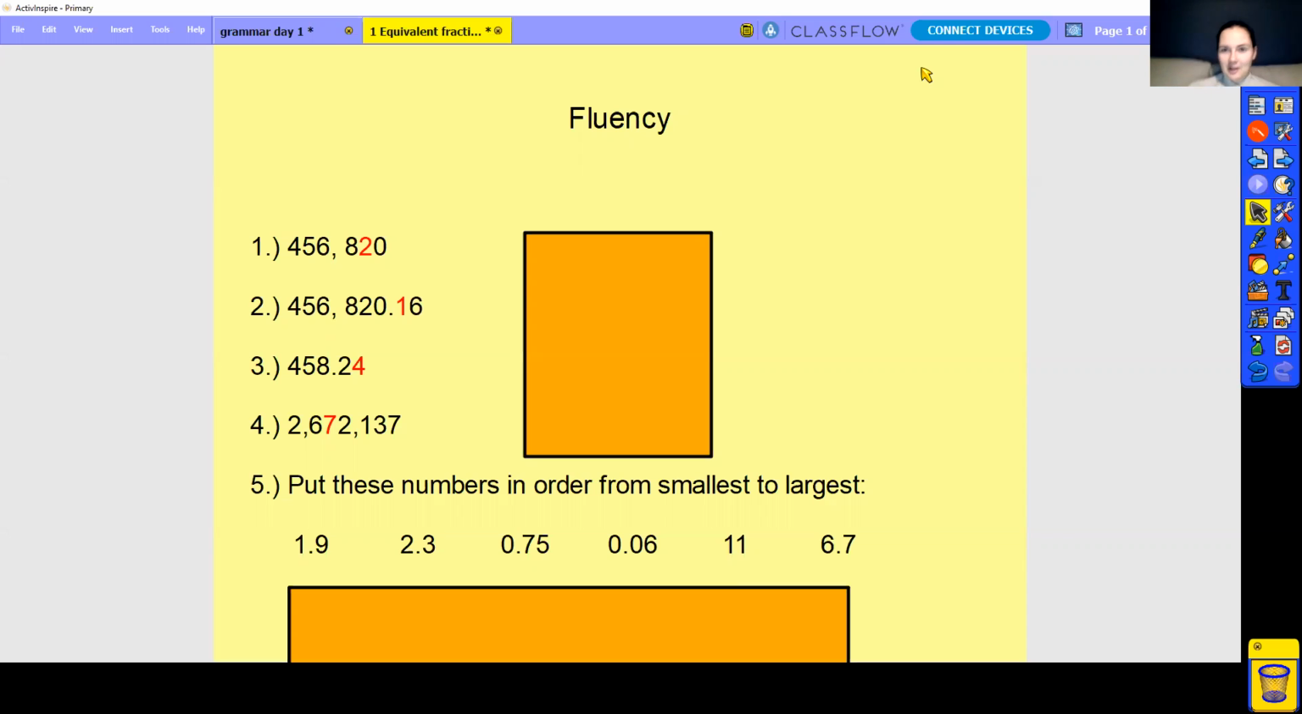So today in maths we're going to look at fractions. But before we start that we need to look at our fluency target. So this is our fluency targets for today and we're going to be looking at the value of digits.